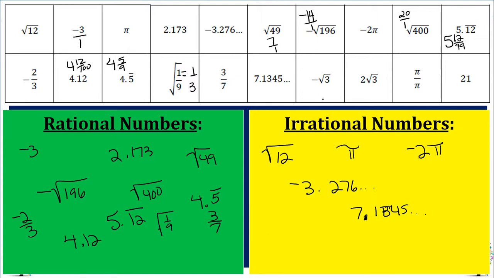value. Then we have negative square root of 3, that's not a perfect square. We have 2 times the square root of 3, that's not a perfect square. Now look, pi over pi is really 1, so we're going to show this expression is rational, and then 21.